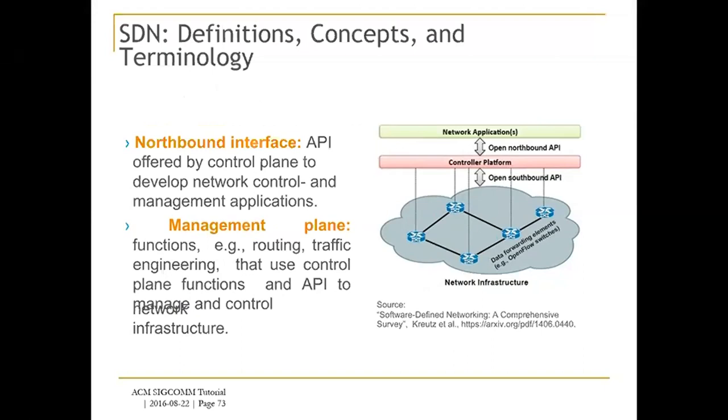There are two APIs. One is for the upper part, called open northbound, and the one below it is called the southbound. Management plane functions include routing and control of the infrastructure.